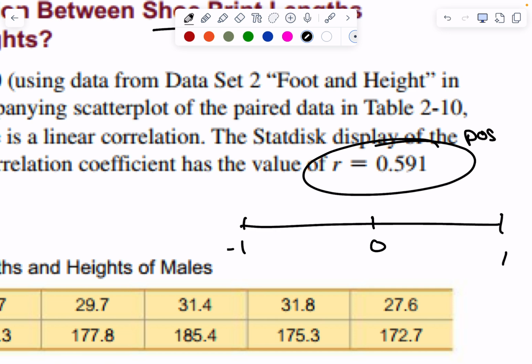So here's the problem. Where is the division? Where is the cutoff that says strong versus weak? This is strong positive, this is weak positive. Where is the division line? 0.499? The answer is there isn't. It depends. It depends on how many data points you have, typically. If I have not very many data points, I should be all the way over here. If I have a bunch of data points, I might have a little bit more leeway.